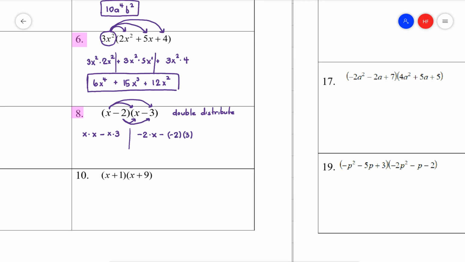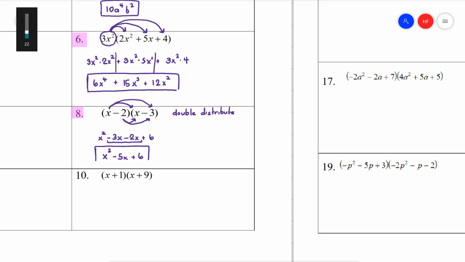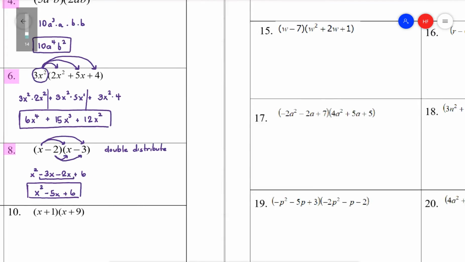So we could write it all out like that, or we could just go ahead and go for it. So x times x, x times x is x squared, x times negative 3 is negative 3x, negative 2 times x is negative 2x, negative 2 times negative 3 is a positive 6. And like always with our double distribute problems, we have something in the center that we can combine. So x squared, negative 3x minus 2x, negative 5x, and then plus 6. So we should have seen problems like that before, in Algebra 1.